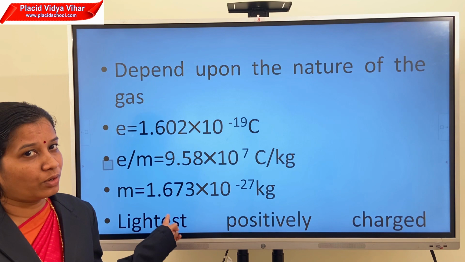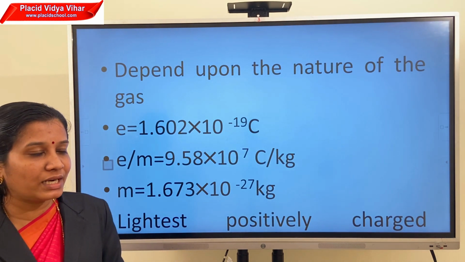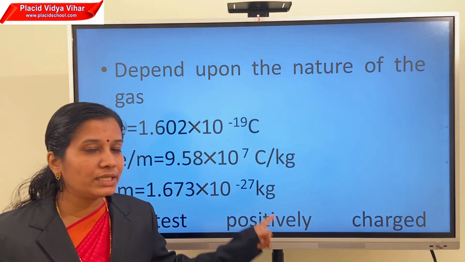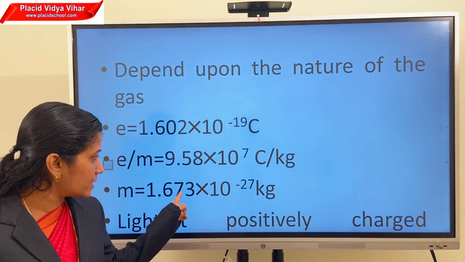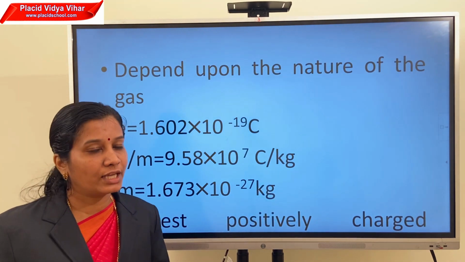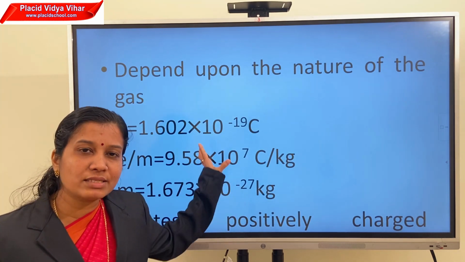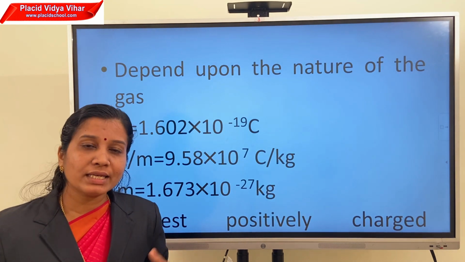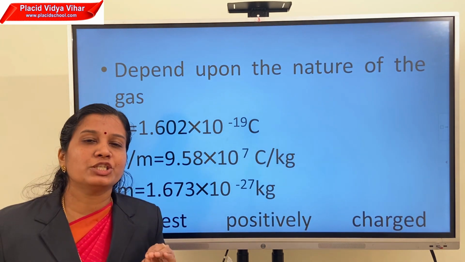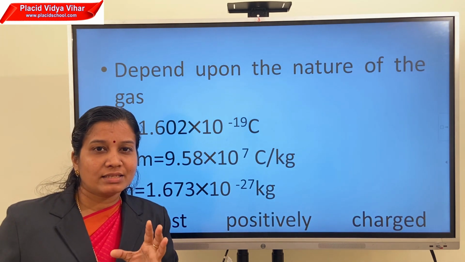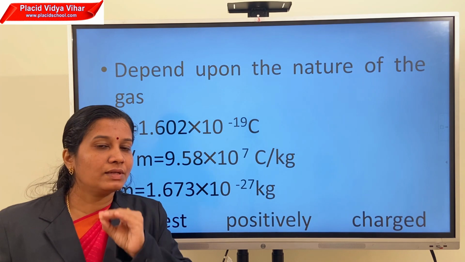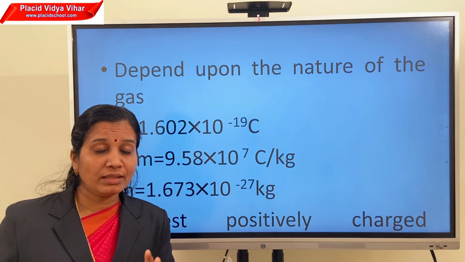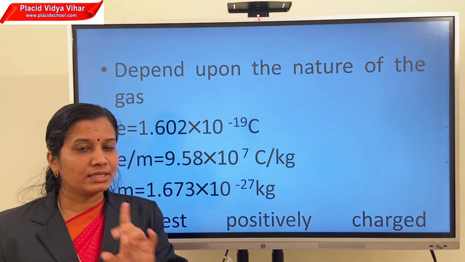The mass of the proton, or the mass of the positively charged particle, is 1.673 × 10^-27 kilogram. And we get all these three values when we fill that cylindrical glass tube with hydrogen gas. So we can say that the lightest positively charged particle is proton. We call that lightest positively charged particle as proton when we fill the cylindrical glass tube with hydrogen gas. Okay, so that is the important thing.